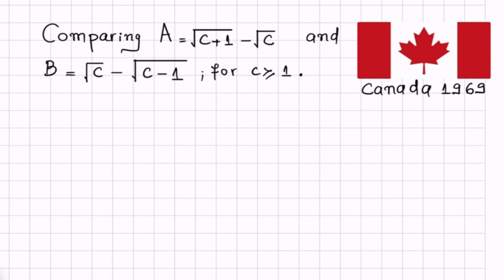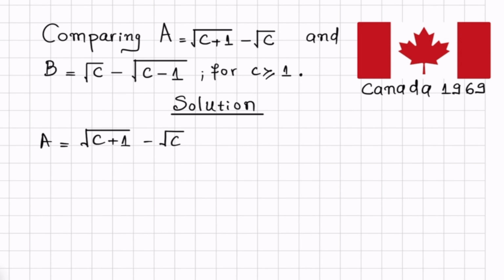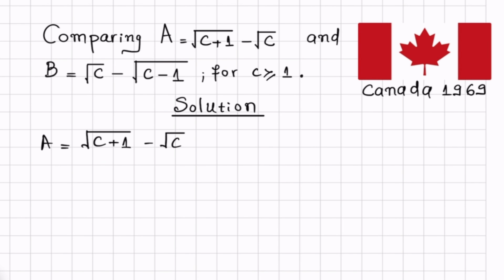So now I'm going to solve it for you. The trick is very simple. We have a equal to square root of c plus 1 minus square root of c. The trick is we need to multiply this number by its conjugate, which means we have square root of c plus 1 minus square root of c, and the conjugate of this expression will be square root of c plus 1 plus square root of c.